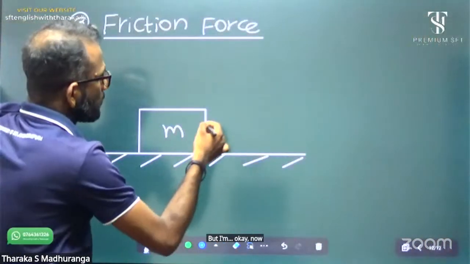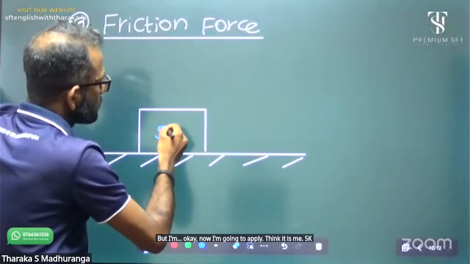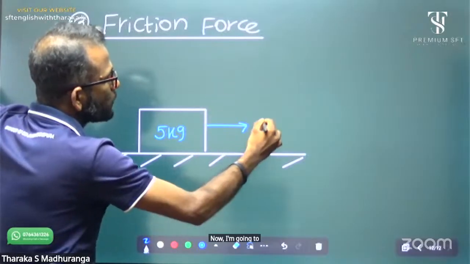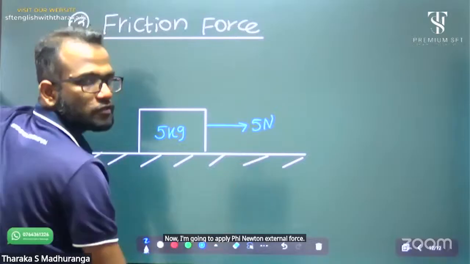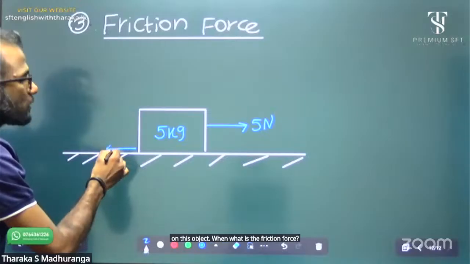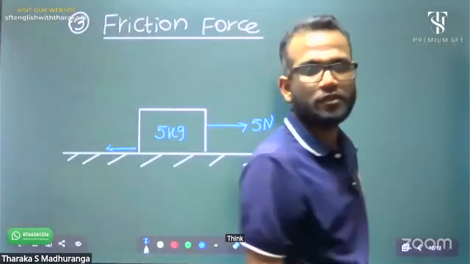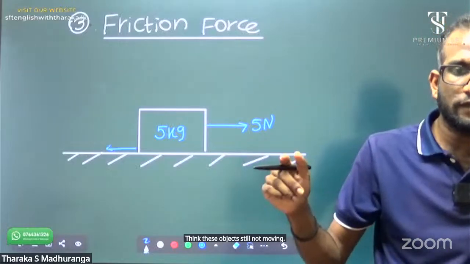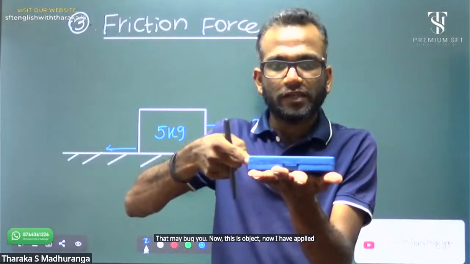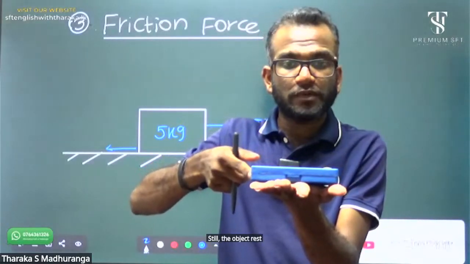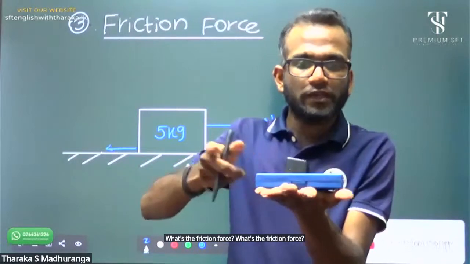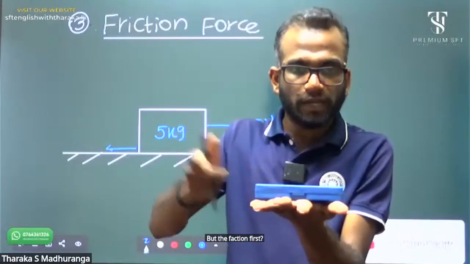Okay, now I am going to apply a force. Think it is a 5 kilogram object. Now I am going to apply 5 Newton external force on this object. Then what is the friction force? Think this object is still not moving. Still the object rests. What's the friction force? But I have applied a force.